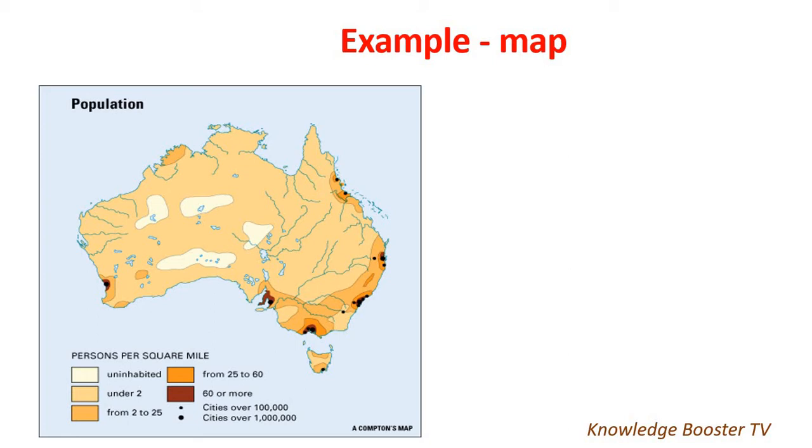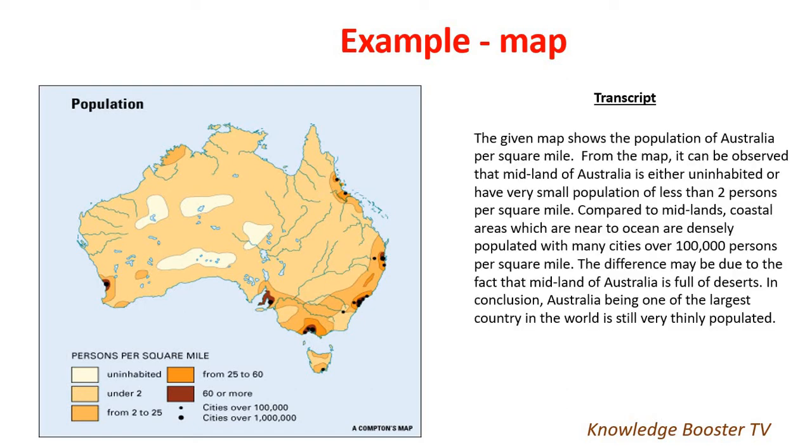However, compared to midlands, the coastal areas which are near the ocean are very highly populated with many cities over 100,000 persons per square mile. The difference in the population in different areas of Australia might be due to the fact that most of the midlands are occupied with deserts. So in conclusion, Australia, although being one of the biggest countries in the world, is still very thinly populated. Here is my transcript for my response.